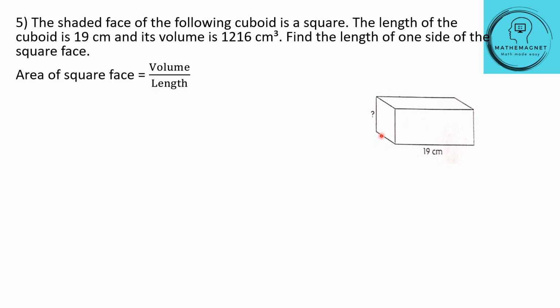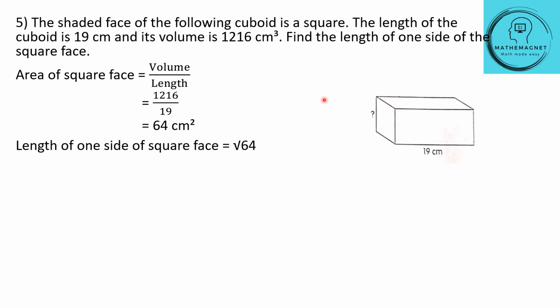So to find that, we will first begin by finding the area of this face. This area of the square face will be equal to volume divided by length, which is 1216 divided by 19, which is equal to 64 centimeters square. Now we need to find the length of one side. We need to find the square root of this because 64 is a square, which means length of a square is same across all sides. So when you multiply the same measurement twice, it becomes square, correct? So now to find the measurement of one edge, we need to find the square root. So square root of 64 will be equal to 8. We all know 8 into 8 is 64. So the length of one side of the square face is equal to 8 centimeters.